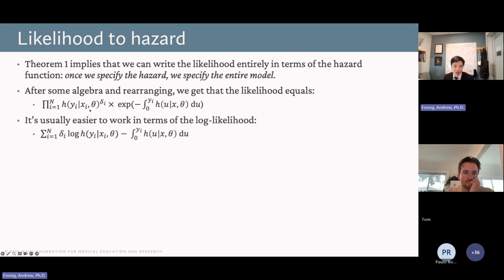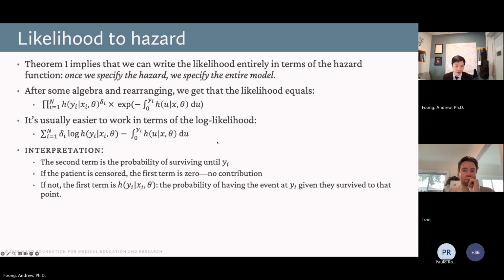And so if you take the logarithm of this, the deltas come down and the exponentiation goes away, and you have a sum of log likelihood terms, but it's actually now a sum of log hazard function terms, and then a term that is an integral of the hazard function. So again, we can reinterpret the terms here. The second term here is the probability of surviving until time yi. So it's integrating the hazard function from 0 to yi. So there's a term that comes from just not having the event yet. You observe you haven't had the event yet, therefore you get a term.